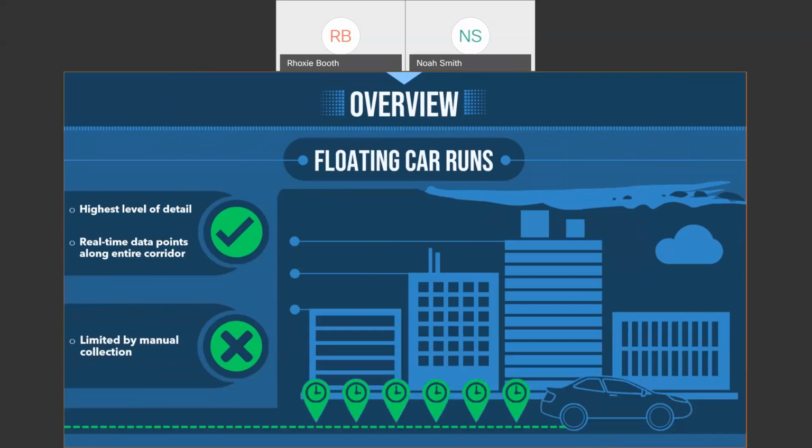Floating car runs is where you have a GPS device inside of a car, and you're just driving up and down the survey area. You're going to get GPS and time-stamped speed points all the way along the corridor. So you get a really high level of detail, but obviously you're limited by manpower, by the number of vehicles and drivers you can have out on the road at any given time.